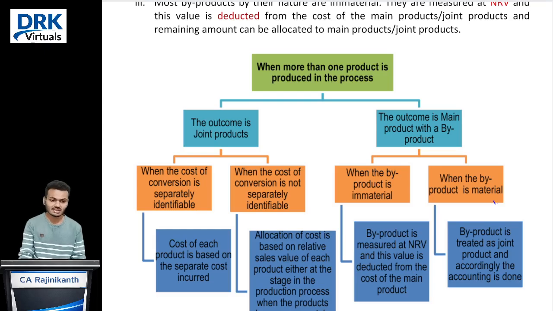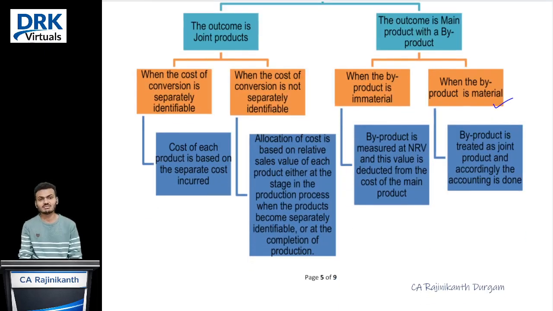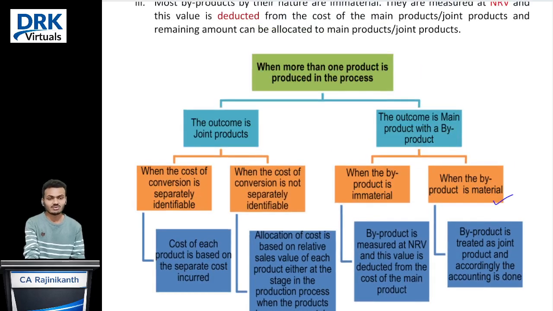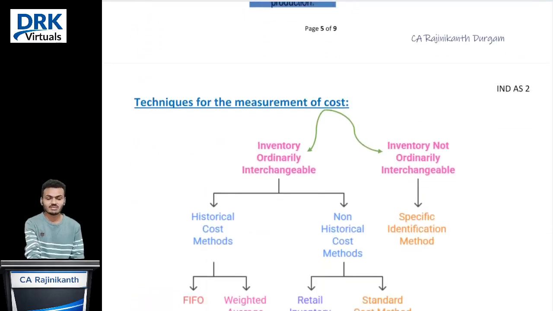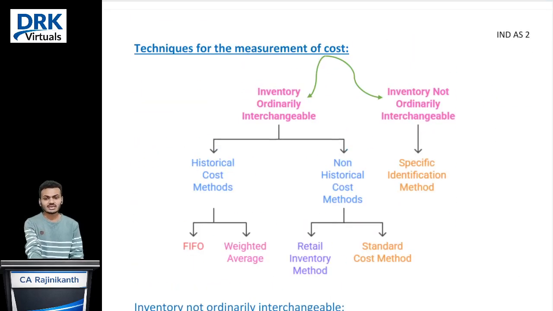If the byproduct is also material, treat it as a main product and allocate the entire cost to the main products and byproducts on the basis of their relative sales value. Clear? So this is all about how to allocate the cost to the joint products and byproducts. Next one is techniques for measurement of cost. It is nothing but cost formula.